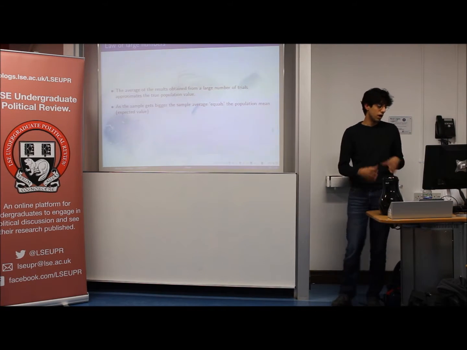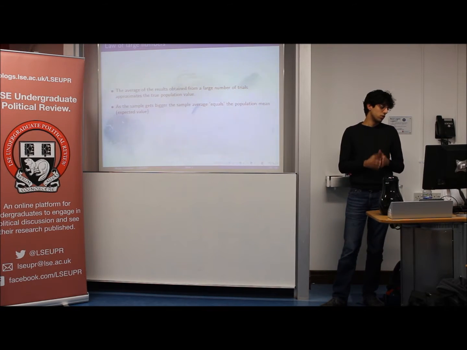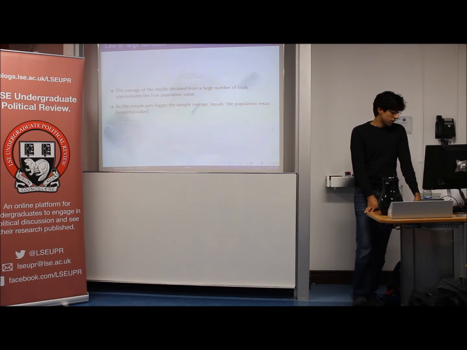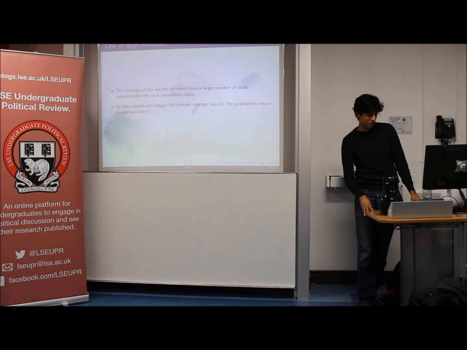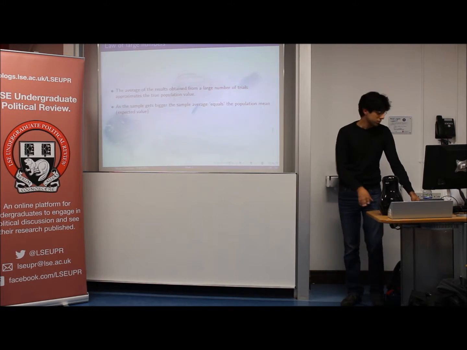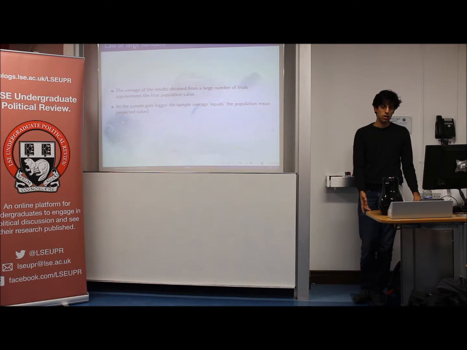Now that we have a sample that we've collected randomly, we need to look at conditions where we can use the sample to make conclusions. For this, I'm going to talk about the law of large numbers. What the law of large numbers basically says is that the average of the results obtained from a large number of trials approximates the true population value. I'll try to give an intuitive example of this. It basically means that as your sample gets bigger and bigger, the average approaches the population mean.